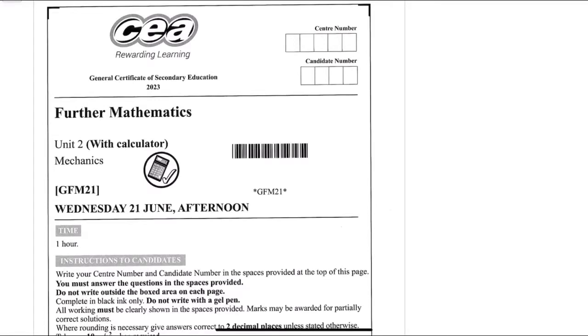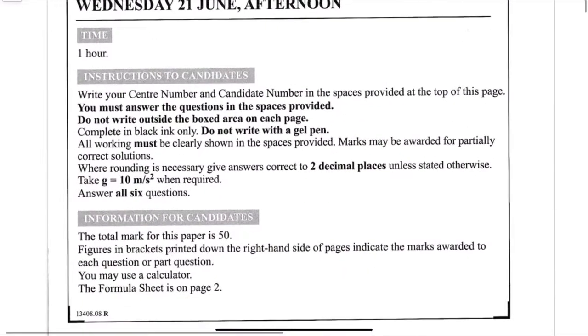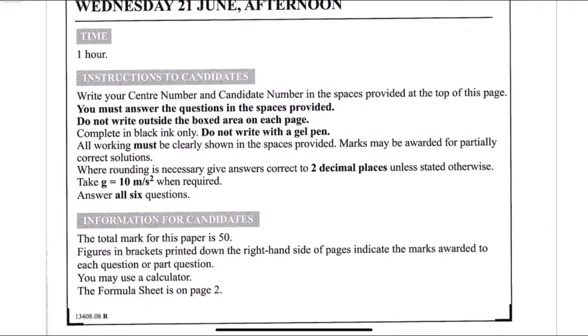Okay, we're going to look in this video at the solutions to GCSE Further Maths 2023, and this is Unit 2, which is the Mechanics unit. First thing I would do is read through the paper, and it tells you to give your answers to 2 decimal places where appropriate, and also that g is equal to 10. I think that's pretty standard at GCSE level. The last thing it tells you is that the total mark for this paper is 50.